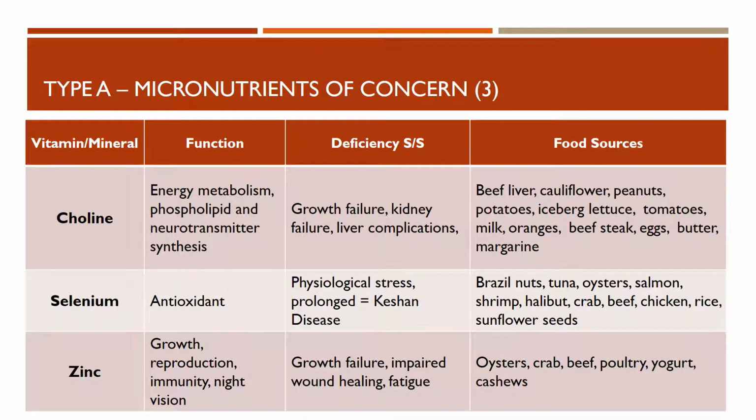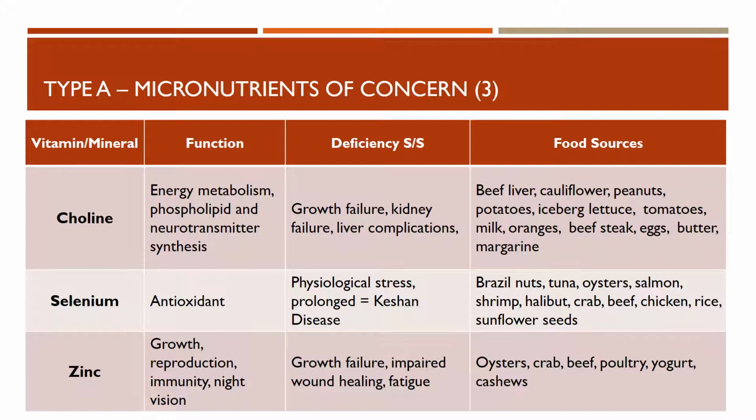And when we're looking at the micronutrients of concern, I do want to point out that all of these diets have some common micronutrients of concern, so I'm going to talk about those collectively at the end. And throughout the presentation, I'll be talking about specific micronutrients for each individual blood type diet. So for blood type A, we have choline, selenium, and zinc that are all too low.